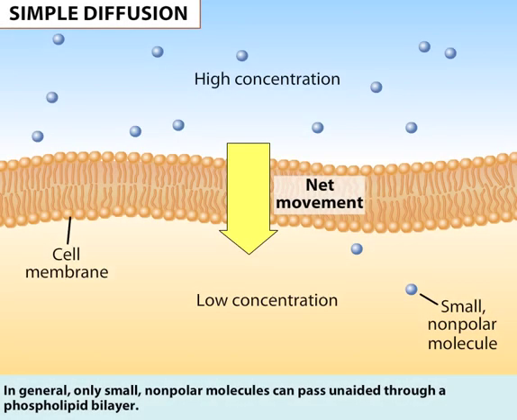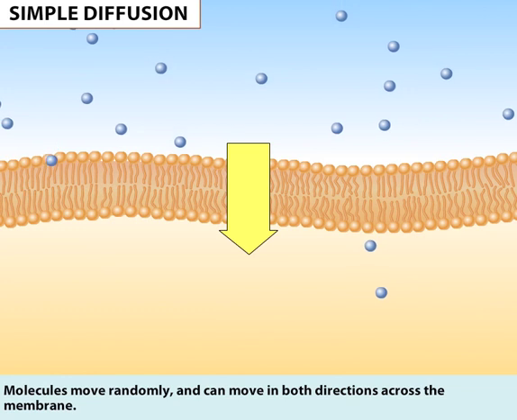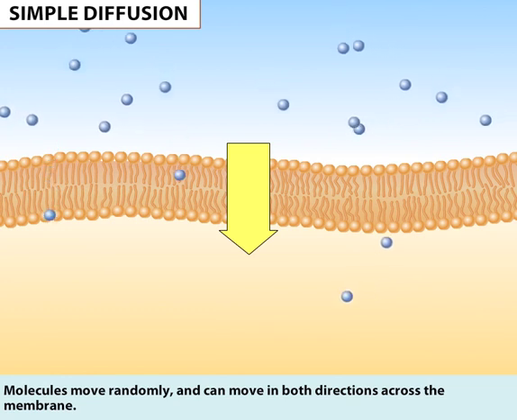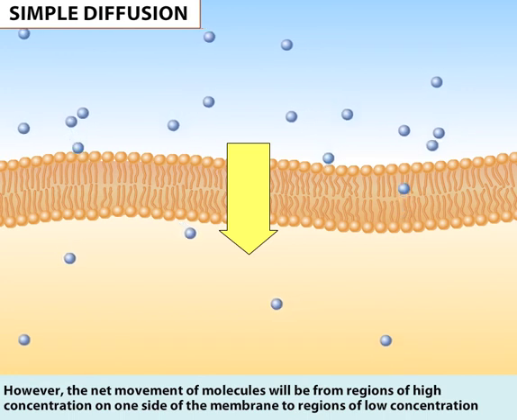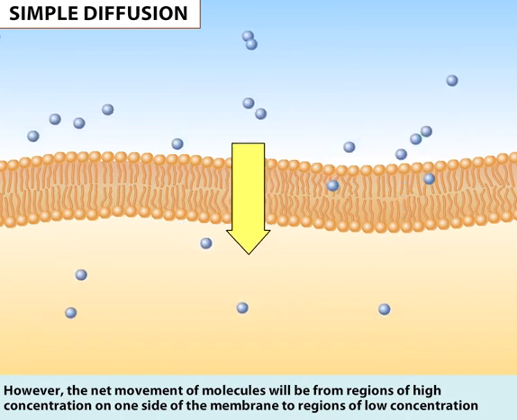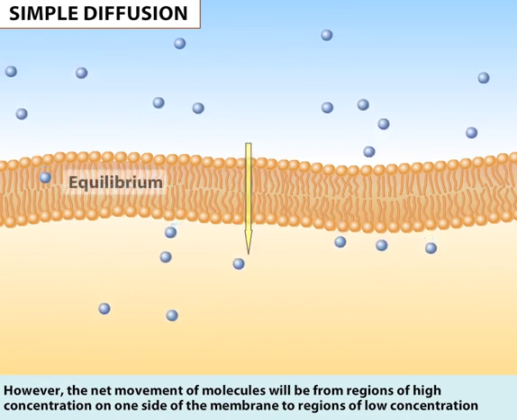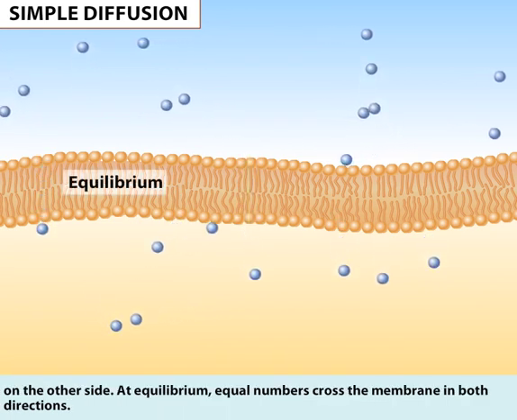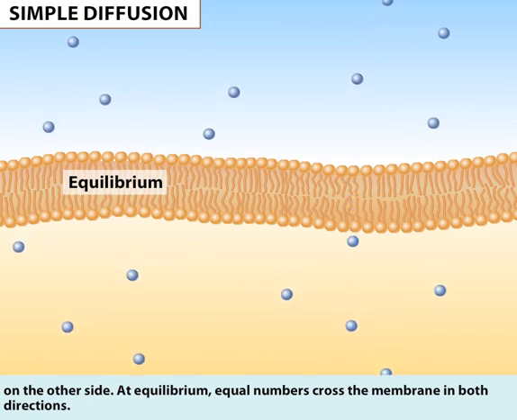In general, only small nonpolar molecules can pass unaided through a phospholipid bilayer. Molecules move randomly and can move in both directions across the membrane. However, the net movement of molecules will be from regions of high concentration on one side of the membrane to regions of low concentration on the other side. At equilibrium, equal numbers cross the membrane in both directions.